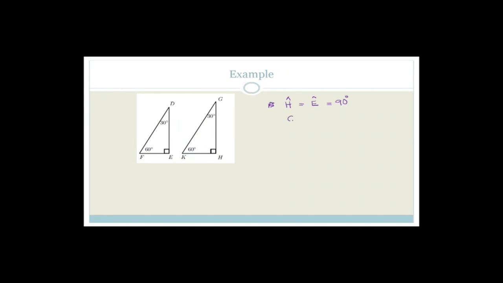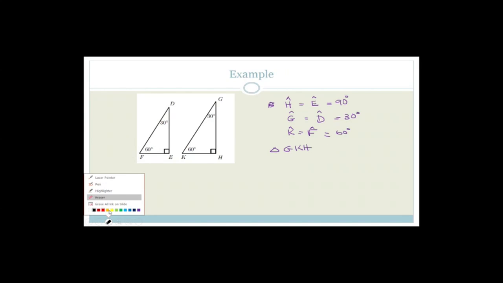You also have angle G equals angle D, which is 30 degrees because it was given. And we've got angle K equals angle F, which equals 60 degrees, and that's given. So therefore, we can say that triangle GKH is similar. It's actually not designed for similarity, sorry.